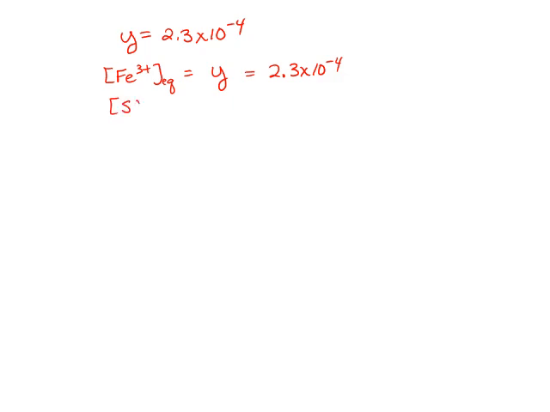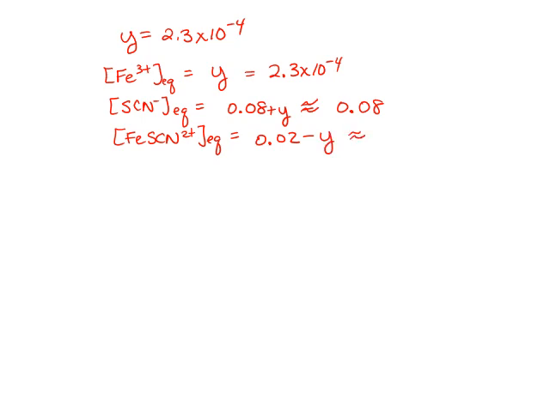Again, let me switch to a new slide so we can clean this up a little bit. We have now solved for our value of Y of 2.3 times 10 to the minus 4. And we need to go back and plug that into our equilibrium expressions to get the equilibrium concentration of iron 3 plus, which was Y in this case. Our equilibrium concentration of thiocyanate was 0.08 plus Y, which approximately equals 0.08, as long as we are only going to the hundredths place. And our equilibrium concentration of iron thiocyanate was 0.02 minus Y, which again, to the number of significant figures we're allowed, is just 0.02.